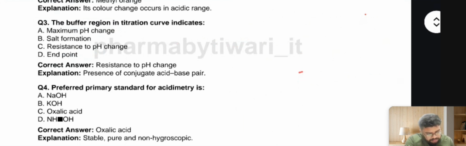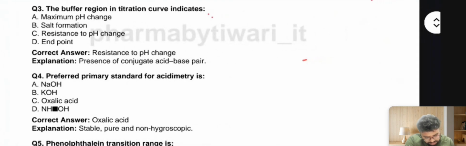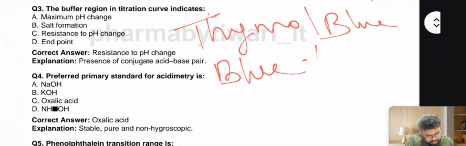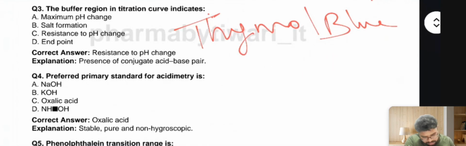Which indicator do we use? Thymol blue. The color changes from pink to blue.